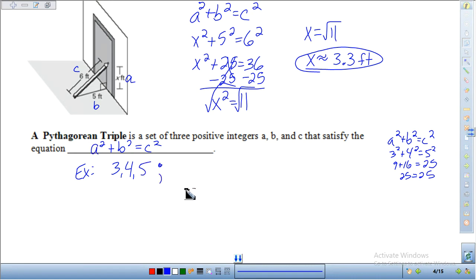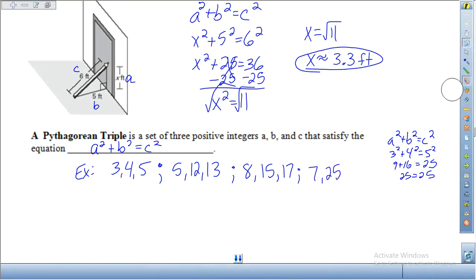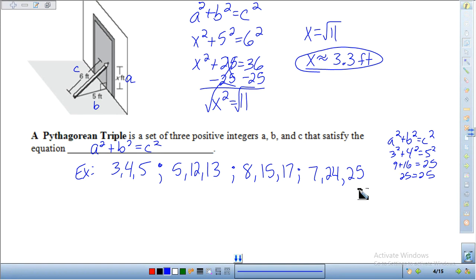Another set of numbers that would fit the Pythagorean theorem would be 5, 12, and 13. I also have 8, 15, and 17. And 7, 24, and 25. These are numbers that you do not have to memorize. You can certainly get these and solve for these using the Pythagorean theorem. But if you know them, you can often answer questions a lot quicker.